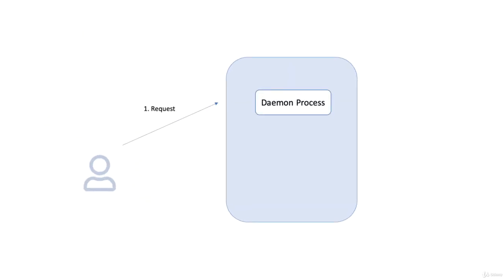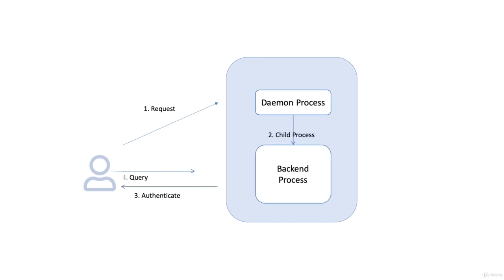Let's focus on the user connection request scenario. When the daemon process receives a connection request, it forks a new backend process. On successful authentication, the backend process will start handling requests from the client.